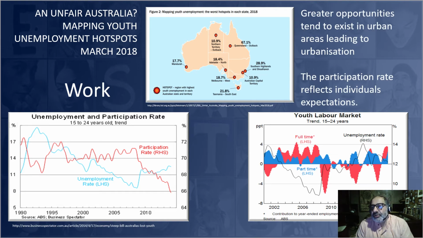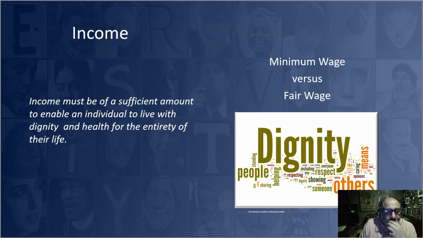So greater opportunities tend to exist in urban areas, leading to urbanisation. We talked about that when we talked about the mega cities. Basically, you go to the big cities because there's a better chance of getting jobs, and that's a global phenomenon. And participation rate reflects the individual's expectations.